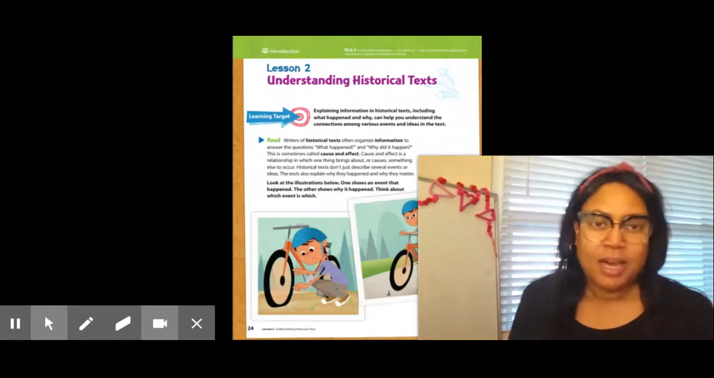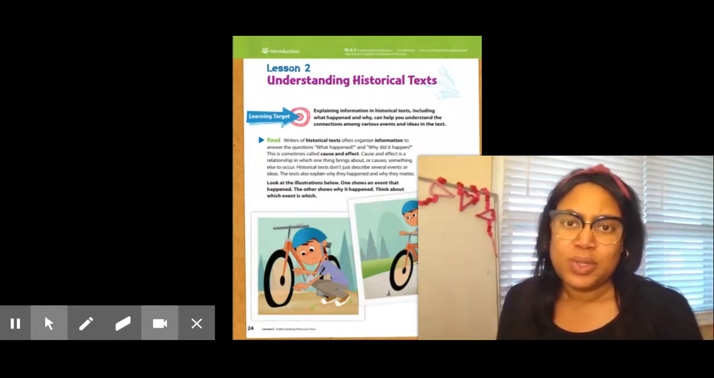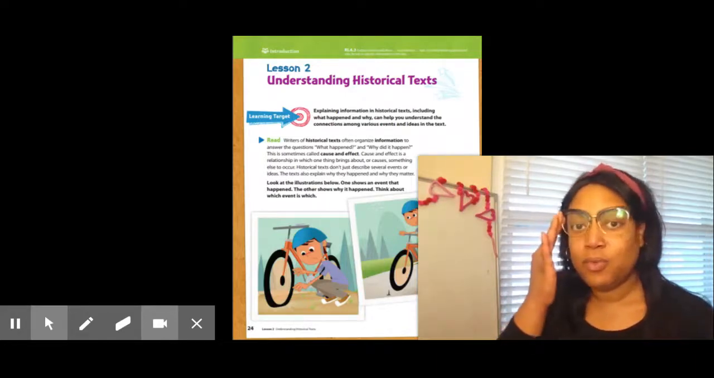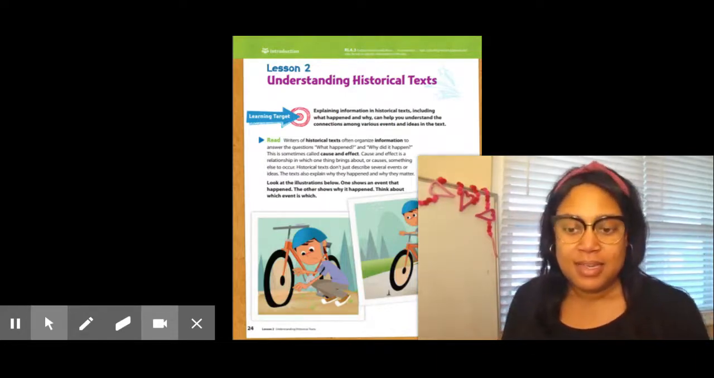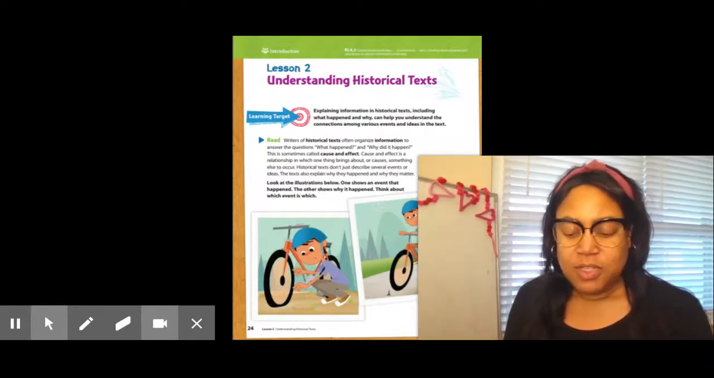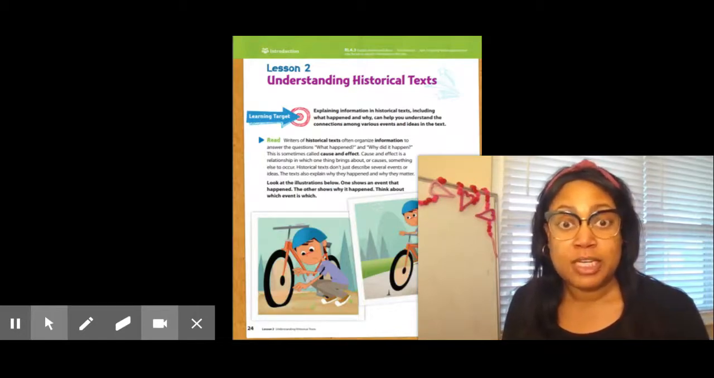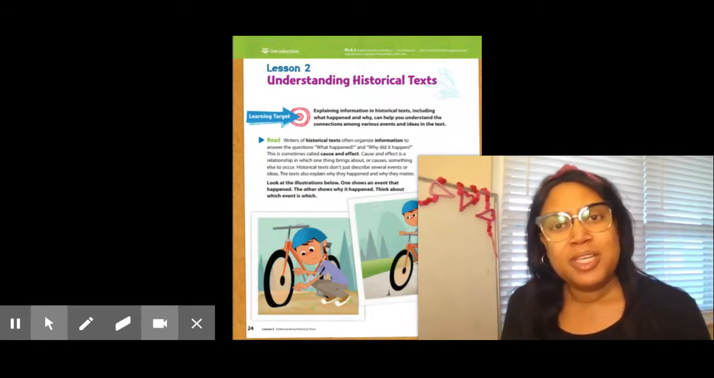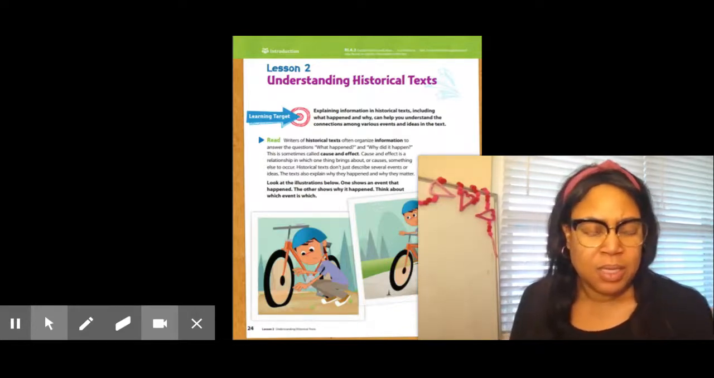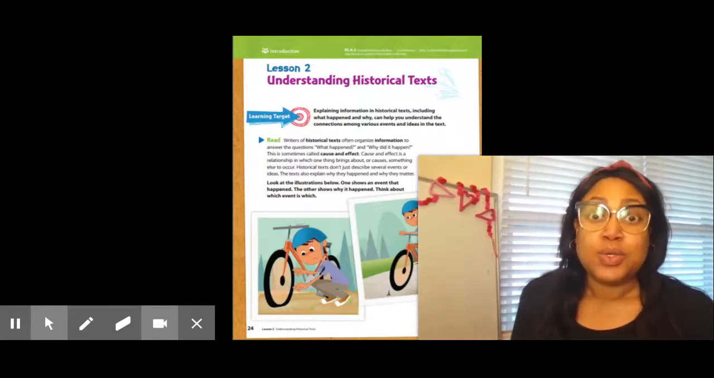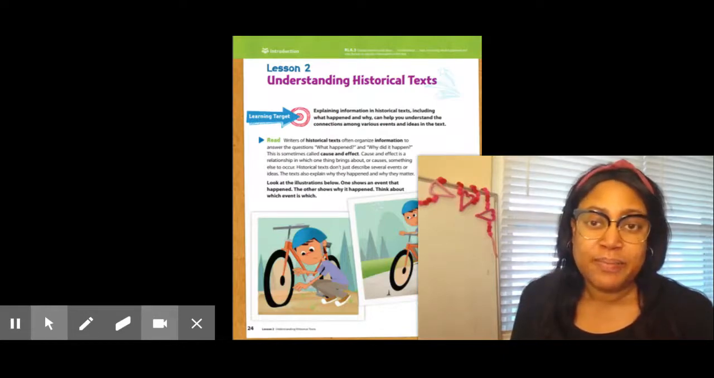So I want you to think about some historical things that you have already learned about. One that comes to mind is we've learned pretty early on in school about pilgrims and the fact that pilgrims did come to America to settle. So I want you to think about why. Why was that the case? Why did pilgrims come to the New World, is what they called it?